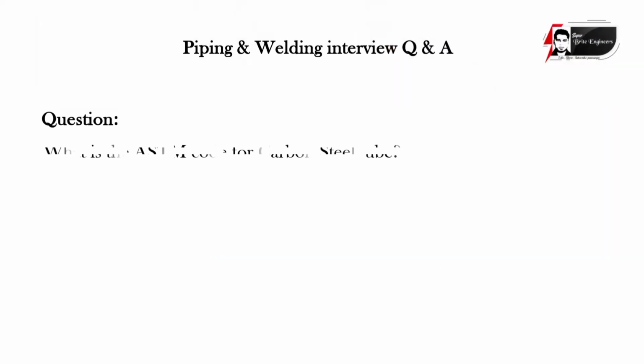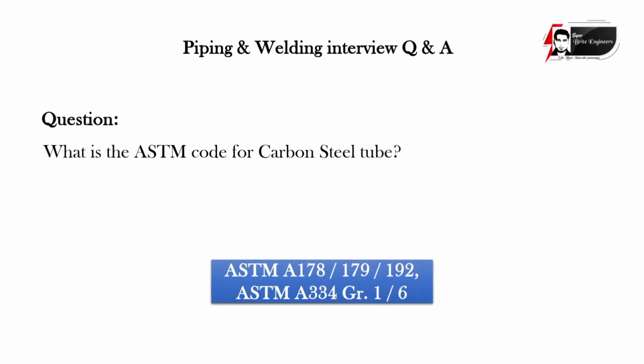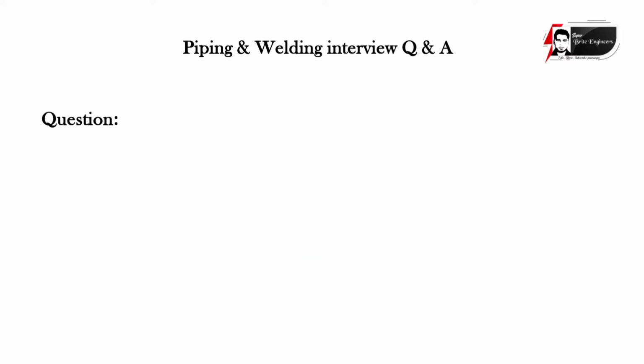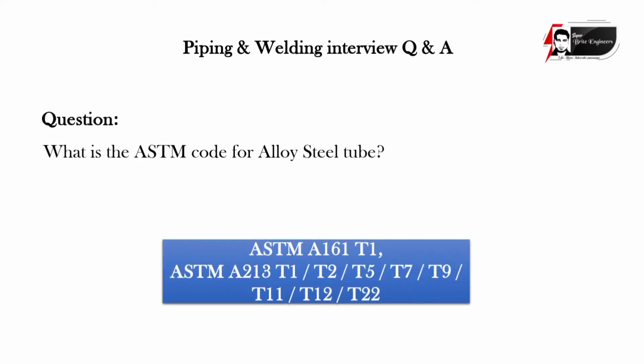What is the ASTM code for carbon steel tube? ASTM A178, A179, A192, ASTM A334 grade 1 and grade 6. What is the ASTM code for alloy steel tube? ASTM A161 T1, ASTM A213 T1, T2, T5, T7, T9, T11, T12, T22.